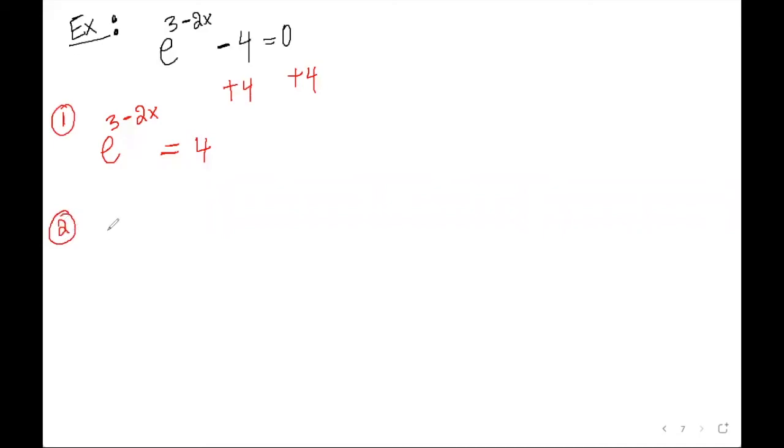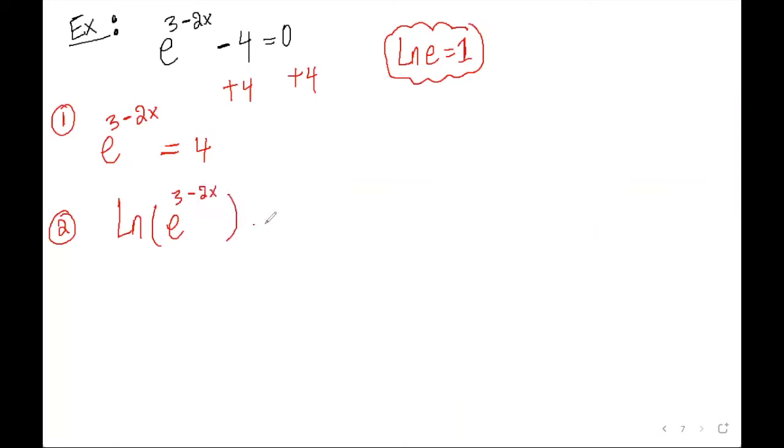Second step, I have to take the logarithm. But here, I prefer to take the natural logarithm. Why? Because when I take the natural logarithm, I can cancel the e, because ln of e equal 1. This is from the previous section. Ln of e equal 1. So take now the natural logarithm for both sides. Get ln of e to the 3 minus 2x equal ln of 4.